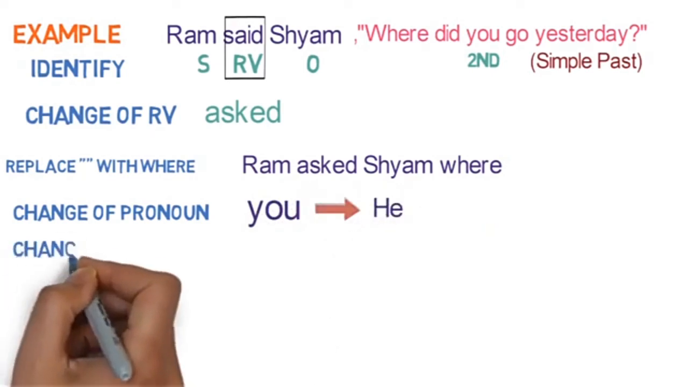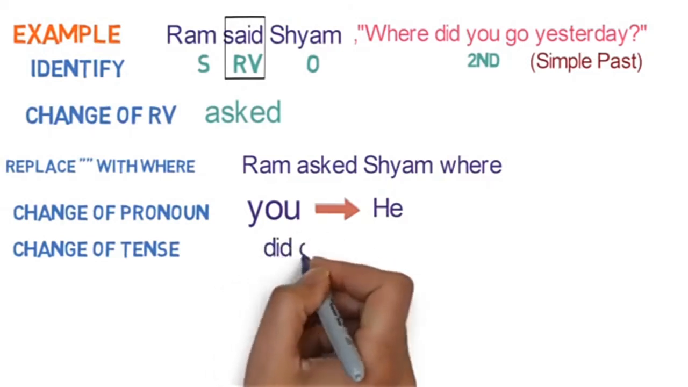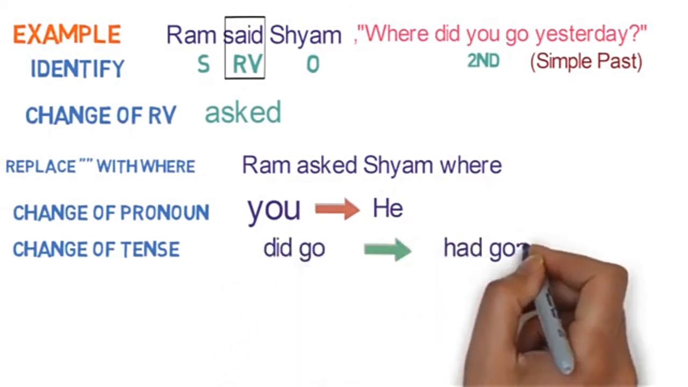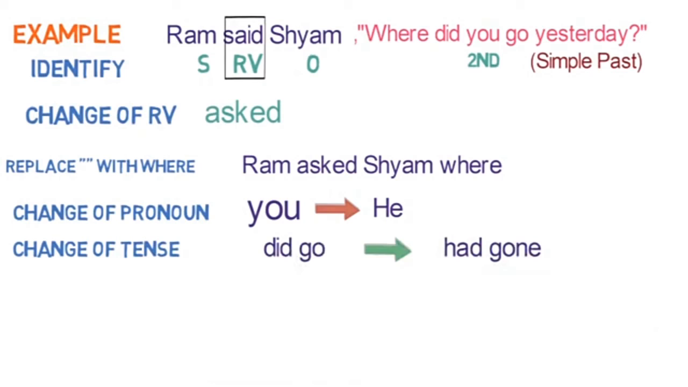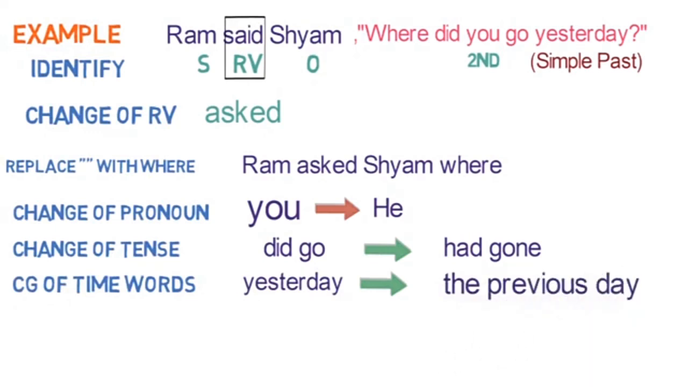Step 5 is the change of tense. Here, the reported speech is in simple past. So, it will be converted to past perfect. Did go gets converted to had gone. Step 6 is the change of word denoting time. Here, yesterday will be converted to the previous day.